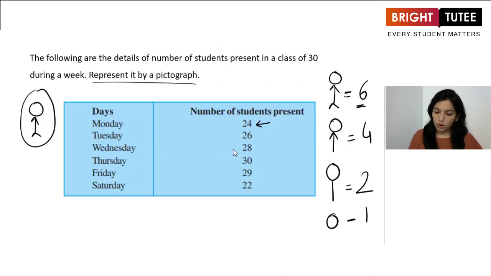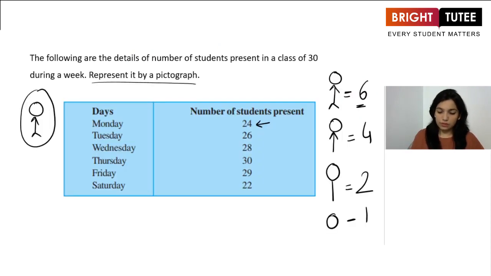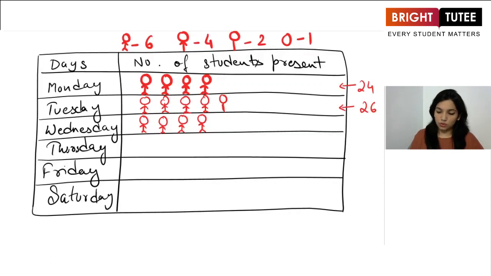Moving to Wednesday. On Wednesday it is 28. So let us start again: 1, 2. We are going by the 6 times table: 6, 12, 18, 24. Now we were supposed to make 28, right? So we are done till 24. How much more do we need? We need 4. So let us use the symbol which represents 4, with the head and the hands part. So this represents 28. I hope this makes sense.